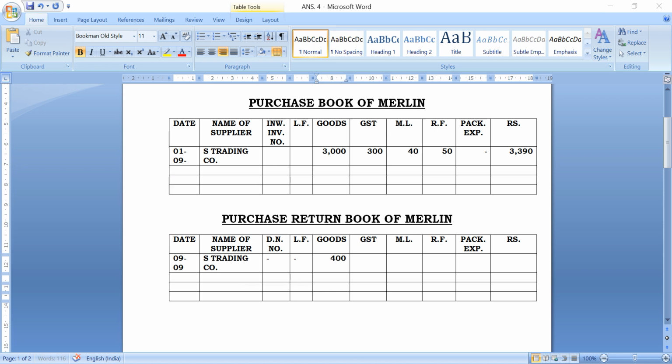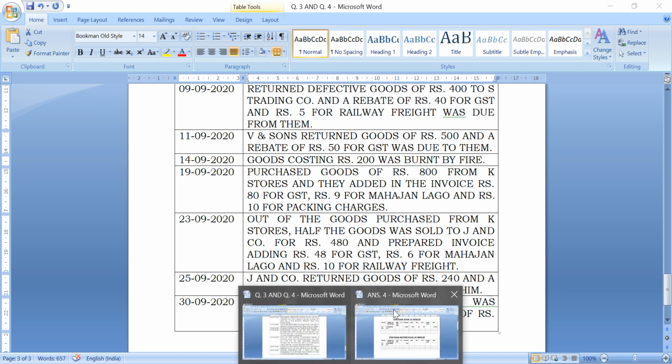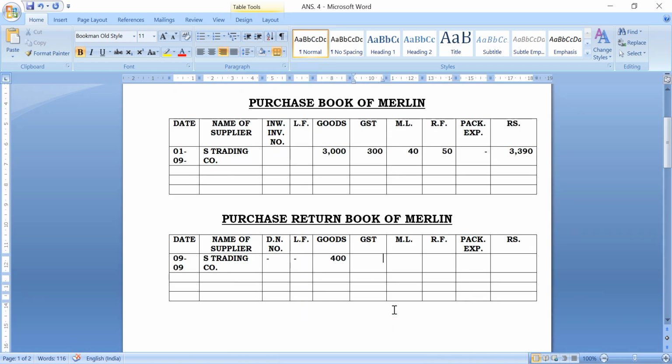Then 40 rupees for GST and 5 rupees for railway freight. 40 rupees for GST. Put 40 rupees in the column of GST. No Mahajan Lago is claimed. 5 rupees for railway freight. Railway freight column, 5 rupees. Packing expenses dash.